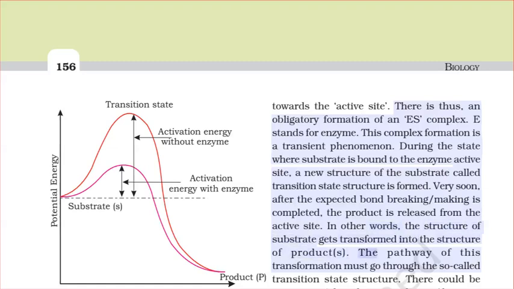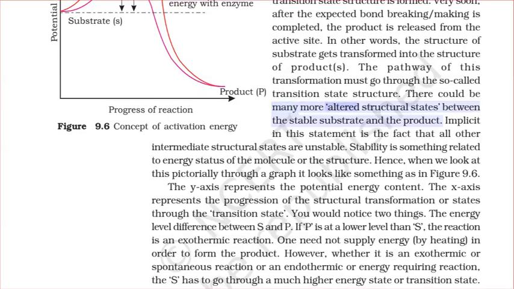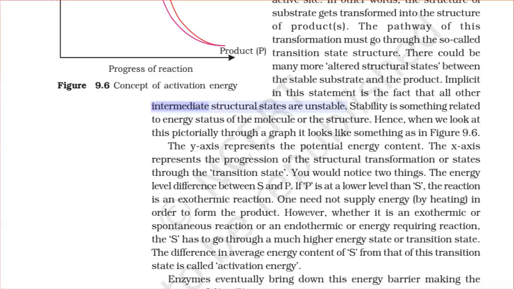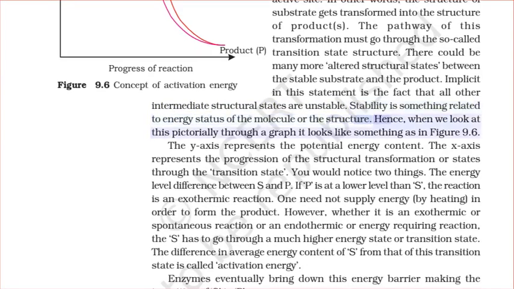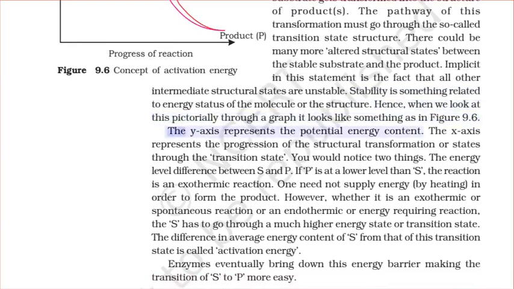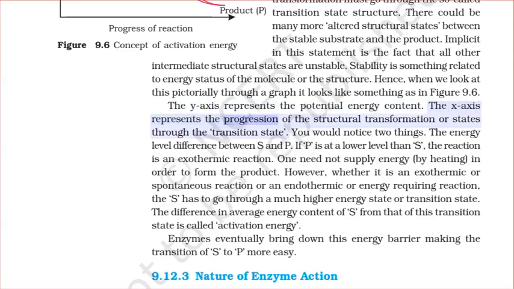Say, the pathway of this transformation must go through the so-called transition state structure. There could be many more altered structural states between the stable substrate and the product. Implicit in this statement is the fact that all other intermediate structural states are unstable. Stability is something related to the energy status of the molecule or the structure. Hence, when we look at this pictorially through a graph, it looks like something as in the figure. The y-axis represents the potential energy content. The x-axis represents the progression of the structural transformation or states through the transition state.